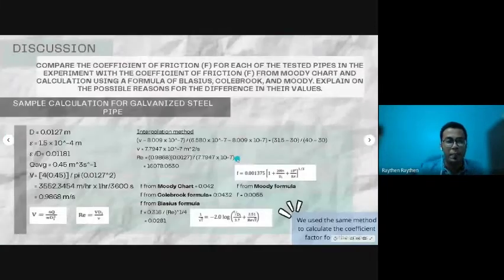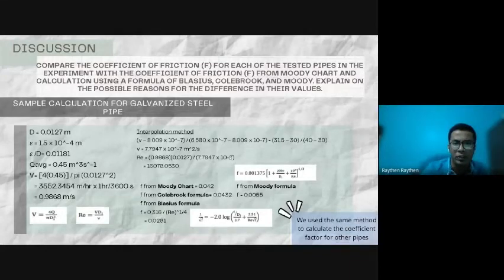So next, we'll continue with the discussion part. This is the comparison between the coefficient of friction for each of the tested pipes in the experiment with the coefficient of friction from the Moody chart and calculation using the formulas of Blasius, Colebrook and Moody. This is the sample calculation for galvanized steel pipe. The diameter for galvanized steel pipe is 0.0127 meters. The relative roughness is equal to 1.5 times 10 to the power of negative 4 meter. And the division between relative roughness and diameter gives us 0.01181.